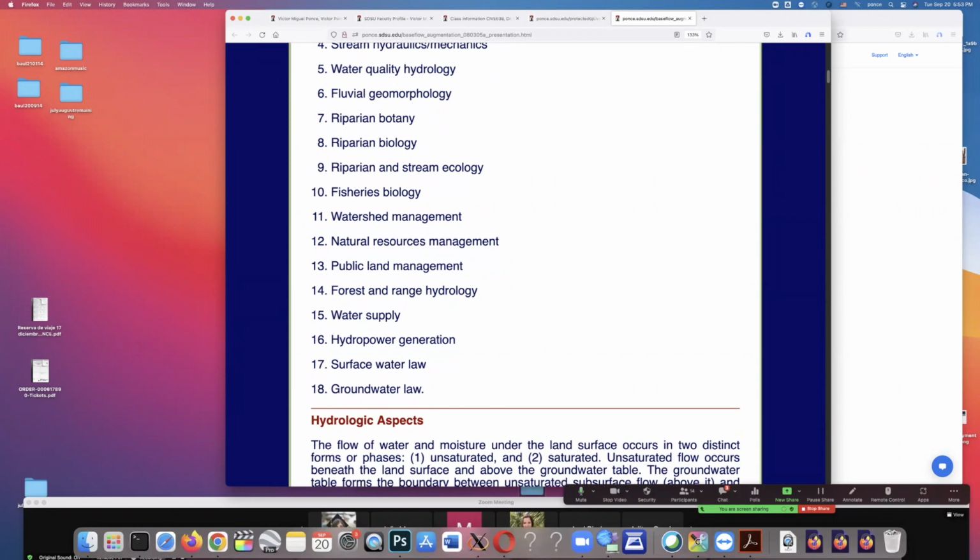Next, public land management, forest and range hydrology, right? Forest and range hydrology.